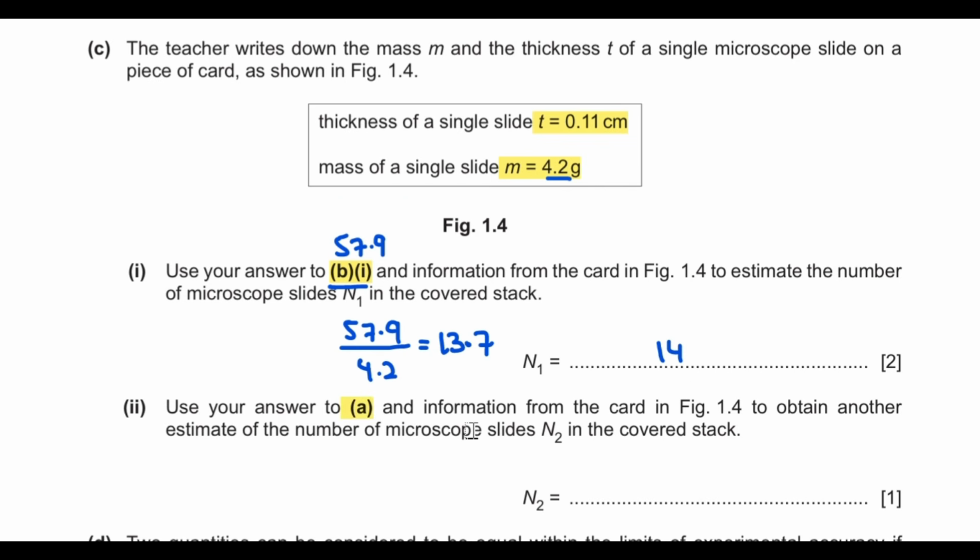Part number 2 says use your answer of part A and the information from the card to obtain another estimate of the number of microscope slides in the covered stack. So we have the height of the whole stack of slides, which is 1.3, and in the card the height of one slide is given, which is 0.11. To get the number of slides, I'll divide both values and I'll get 11.9, which is roughly equal to 12.